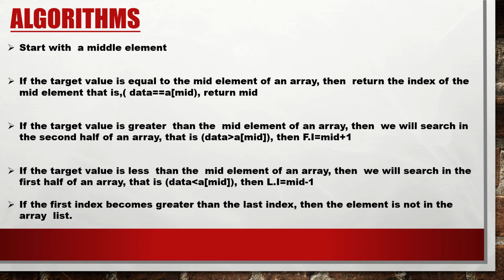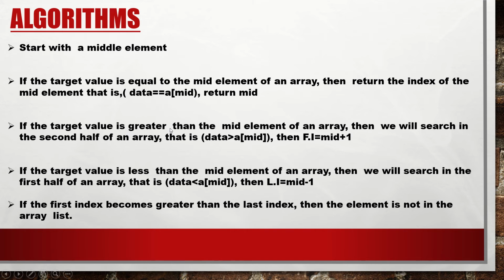So as you can see, we need to start from the mid element, or the middle element. Now if the target value, that is the element to be searched, is equal to the mid element of the array, then it will return the index of the mid element. As you know, the array has an index. That is, if the data, the element to be searched, is equal to the mid, then it will return the mid, right?